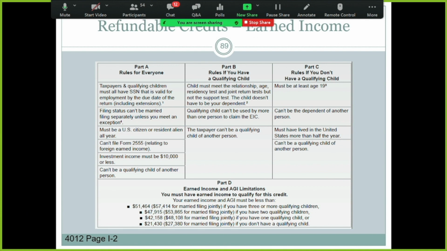So if someone meets those qualifications, then they have to meet the earned income and AGI limitations. So we're looking at their earned income that they've made for the year, as well as their adjusted gross income. And if it is less than the amounts in Part D, then they will qualify for the earned income credit. And as you can see, as a person is married filing jointly and has qualifying children, as the number of qualifying children starts to increase, the earned income and AGI limitations will increase. So it will have to be less than these earned income AGI limitations to qualify for the earned income credit.